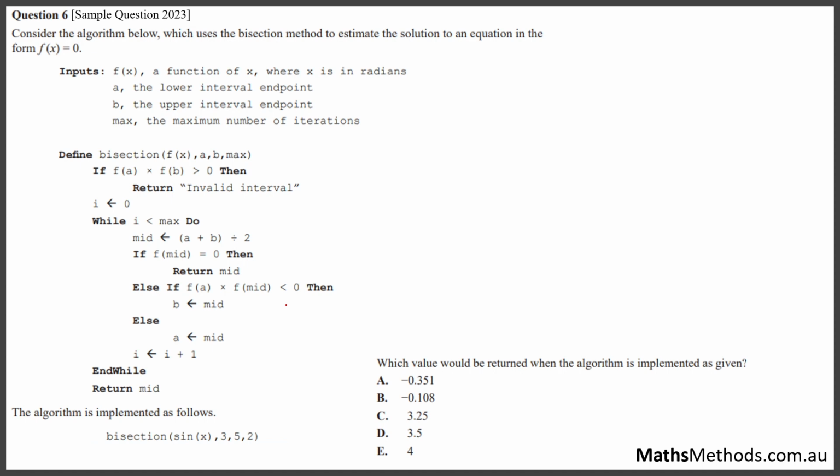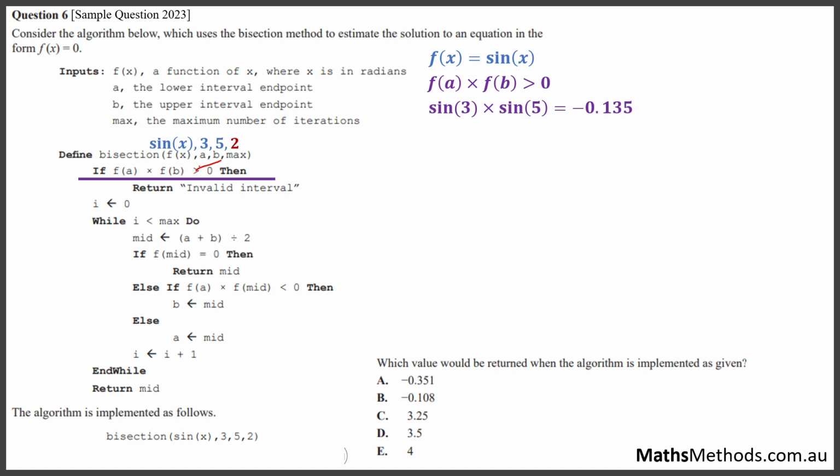But given that, the algorithm implemented is as follows: bisection, and then we've got sine x, 3, 2, and 5. So we pretty much want to define all of these little parameters into here. And so f of x equals sine x. And we know f of a times f of b is larger than 0. So in this case, a and b are 3 and 5. So sine 3 times sine 5 equals this. So that's not going to be invalid.